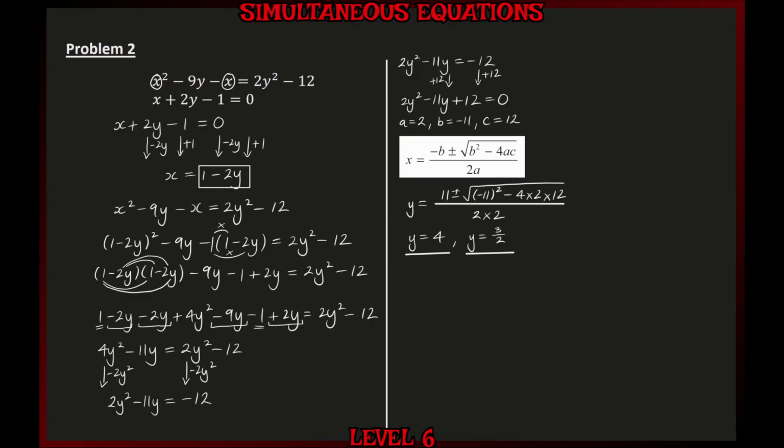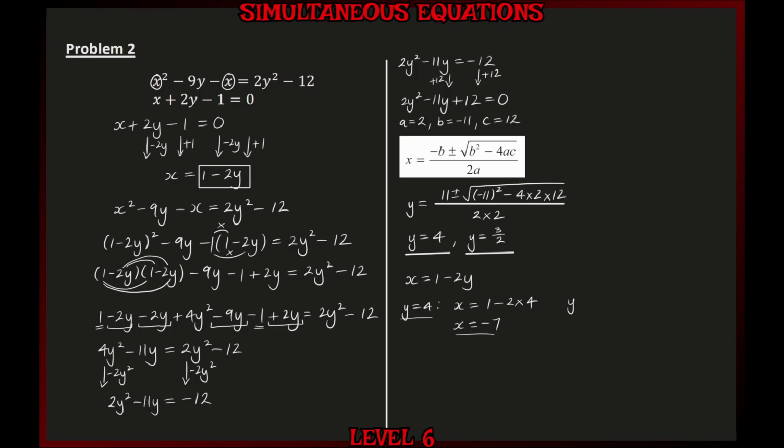To find the corresponding values of x, we're going to take our rearranged equation, x equals 1 minus 2y, because x is the subject already, and substitute in our two values of y. So when y is 4, this becomes x is equal to 1 minus 2 times 4. 2 times 4 is 8, and 1 minus 8 is minus 7. So x equals minus 7, and these form our first pair.